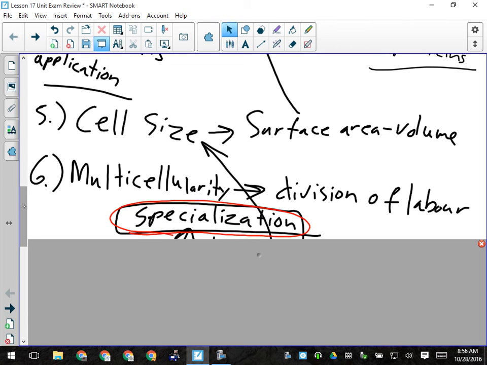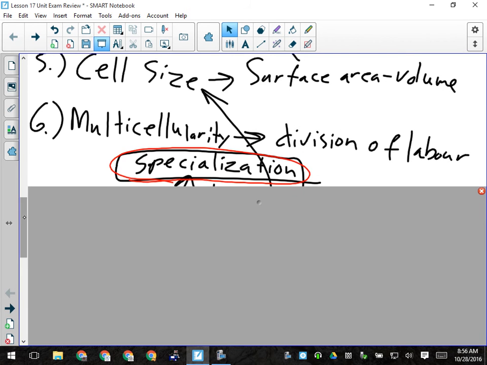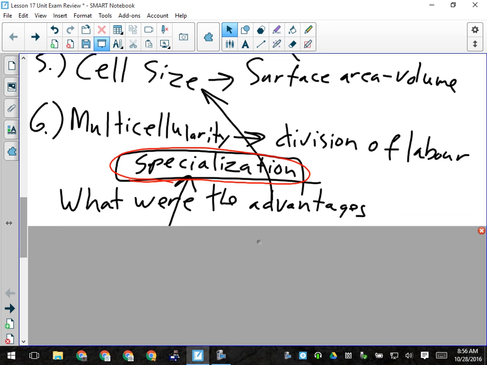Okay. And also remember that the idea of multicellularity goes back to this idea of cell size. The advantage of being multicellular is you can overcome this problem and you can get big. Because you're made up of many, many small cells, your surface area to volume ratio is good, even though you're big, and that is obviously an advantage. That's an idea that you'll probably need to remember. So what were the advantages? We kind of just talked about that here.